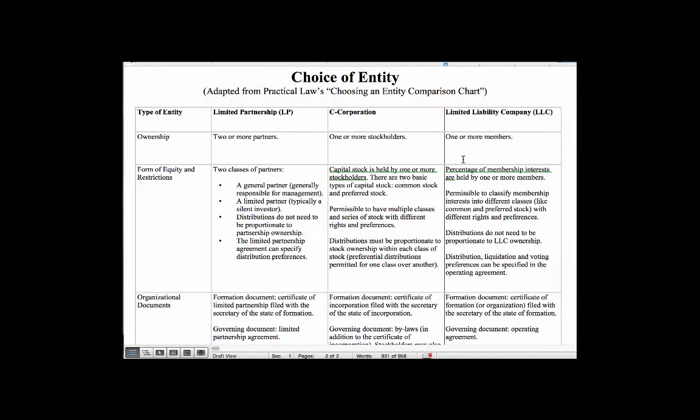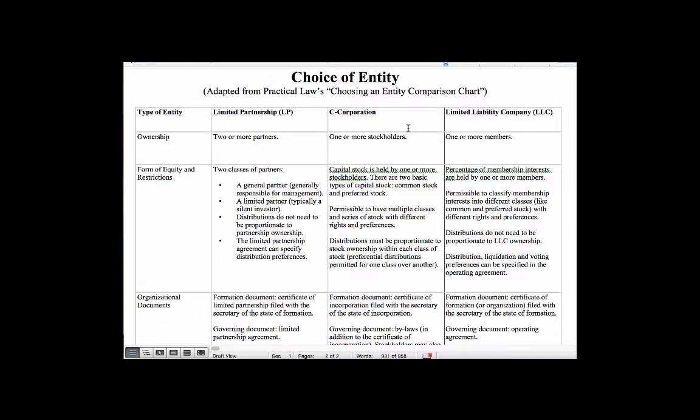It's probably a good idea to take a moment and step back and look at the three types of entities we've been discussing so far. We've looked at partnerships, and in particular, the form of partnership that is most commonly used, the limited partnership for business enterprises. We've looked at corporations, also sometimes called C Corps, as opposed to S Corps, and I'll mention what an S Corp is in a moment. And then finally, recently we looked at limited liability companies, right?